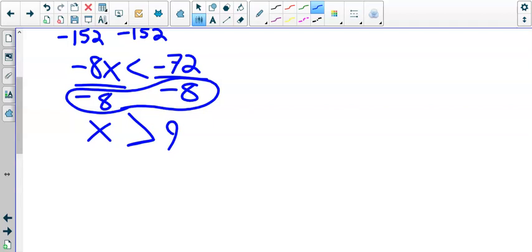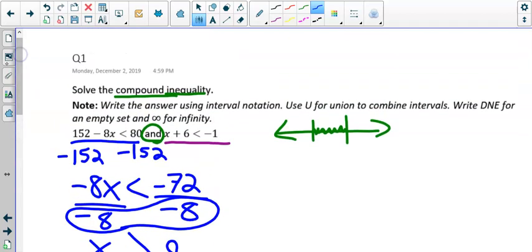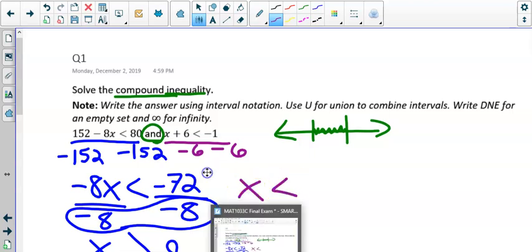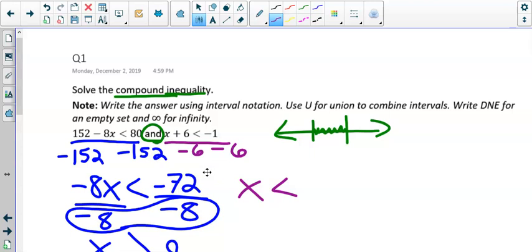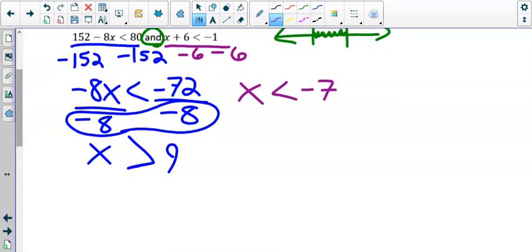Now we got to go get the other part. We solve the other equation. So how do I solve this? X plus 6 less than negative 1. Minus 6. All right, so minus 6, minus 6. So x is less than negative 7. Everyone good so far?